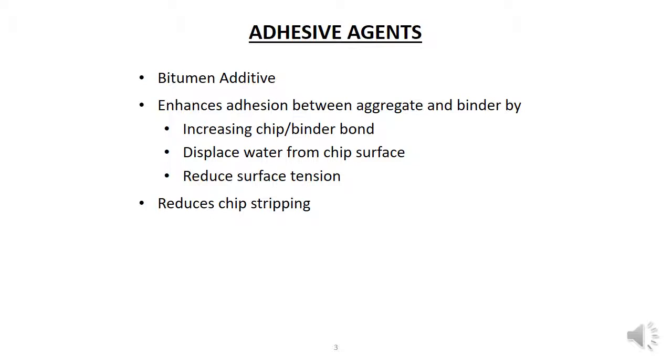Water on the chip can reduce this adhesion, so the chip needs to be dry and clean when laid. However, there is often still some water particles present on the chip surfaces, and these can reduce the adhesion between the chip and the bitumen. Adhesion agents increase the adhesion between the binder and aggregate particles. They do this by increasing the bond between the aggregate and the bitumen, displacing surface water on the chip surface, and reducing the surface tension of the bitumen to allow it to better coat the aggregate particles.